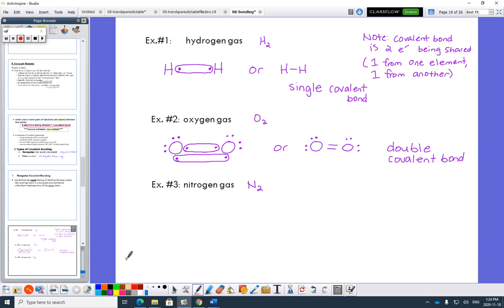Nitrogen is even weirder, even less common, the type of bond that exists. How many valence electrons does nitrogen have? Yes, 5. Okay, I'm going to draw them again in a particular way to keep my picture nice. Okay, I'm going to draw 2 out here. 1, 2, 3.